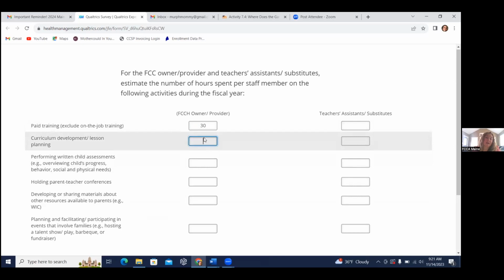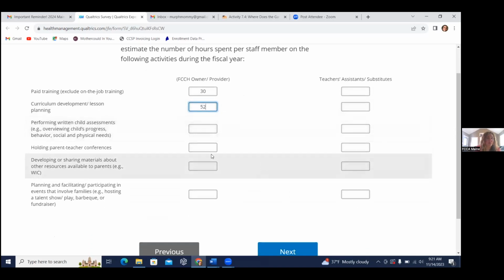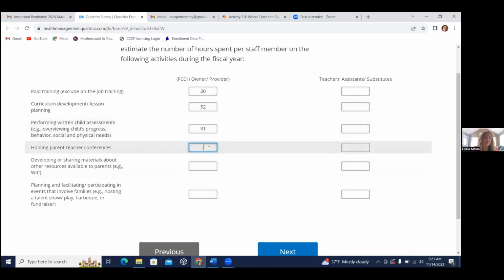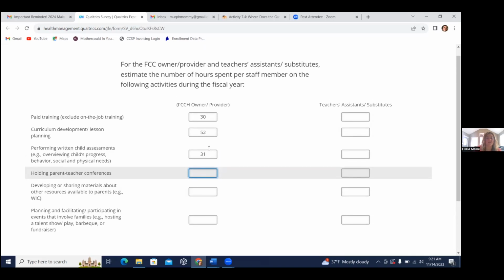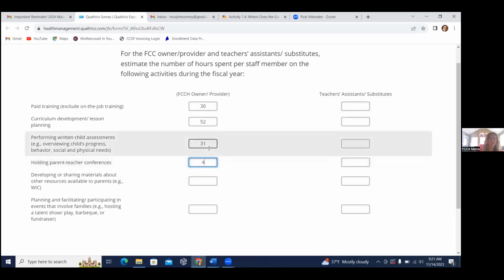Curriculum development, lesson planning, let's say an hour a week, we'll do 52. Performing written children's assessments, let's say half an hour, we'll go 31. Holding parent teacher conferences, during the fiscal year, a lot of people do it twice a year. I'm trying to think how many hours I do, so we'll say 4 because it is a dummy thing.